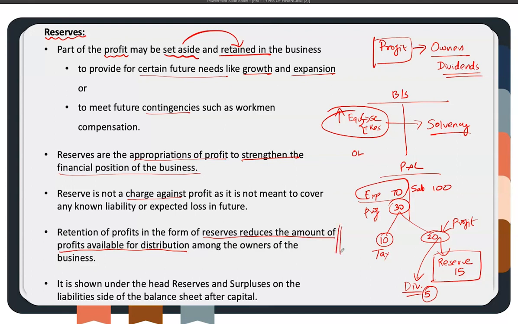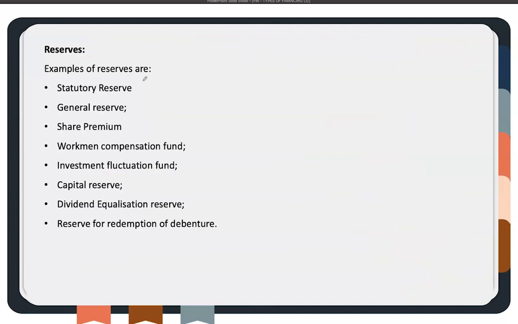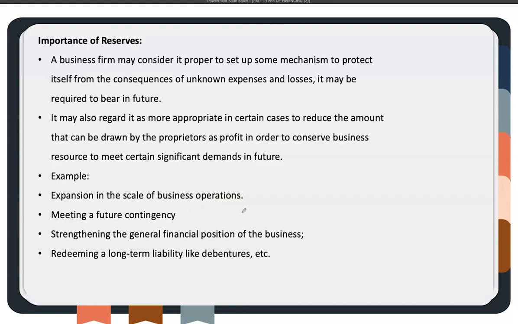Okay. And where we will be showing these reserves, obviously in the balance sheet under the equity segment, this will come under reserves. This will be the item next to the capital. What are some of the examples of reserves? We will come across statutory reserve, general reserve, share premium, say like workman compensation fund, investment fluctuation fund, capital reserve, dividend equalization reserve, then reserve for redemption of debentures and all.